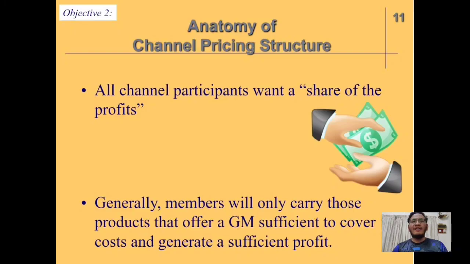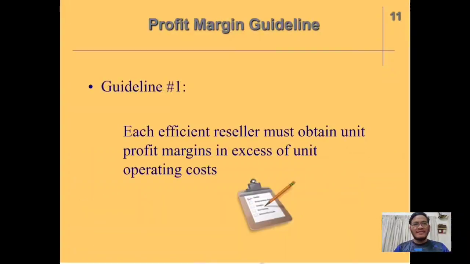Okay, first, anatomy of channel pricing structure. In this topic, pricing in the marketing channel can be thought of as an analogy of who gets a piece of the pie. This means all channel participants want a share of the profit. Also, generally, members will only carry those products that offer a gross margin sufficient to cover cost and generate sufficient profit.